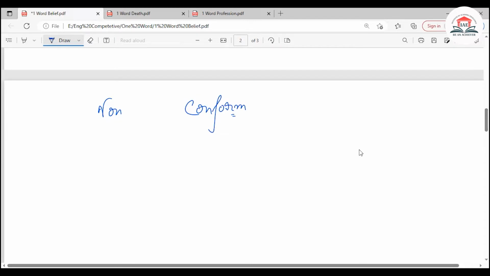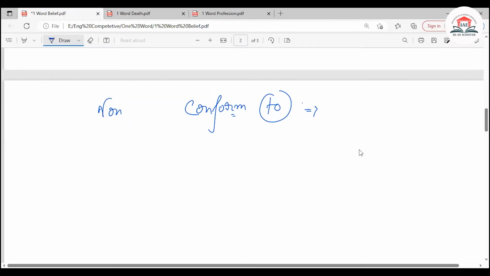What is the preposition that goes with the word conform? Conform to. Very good. Conform to. What does it mean actually? To follow or accept. Very good. To follow or accept. Both of you are correct.